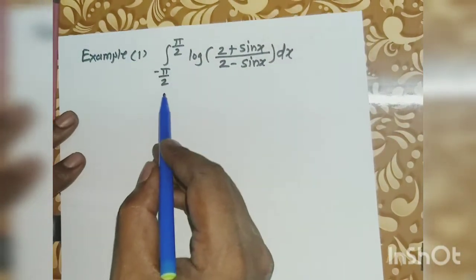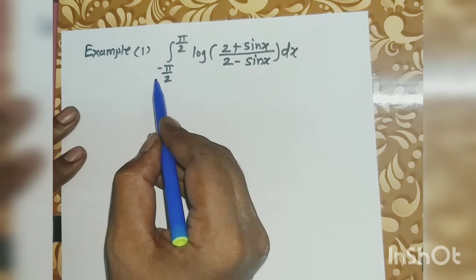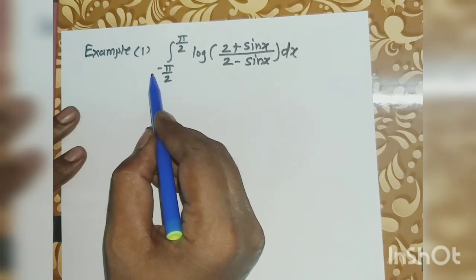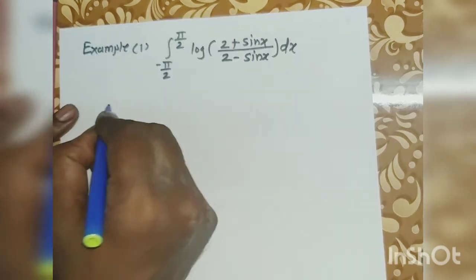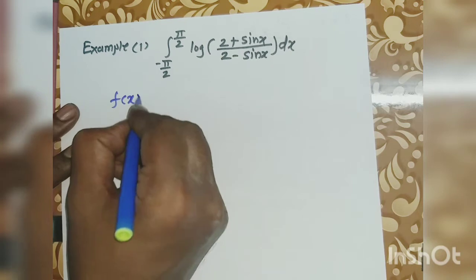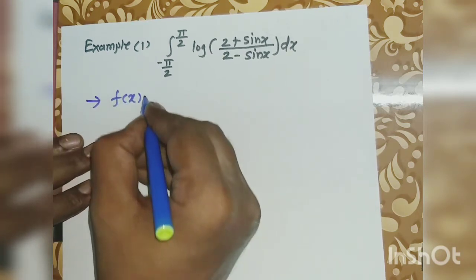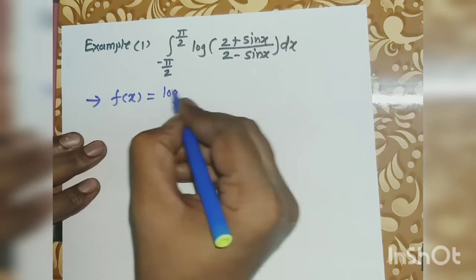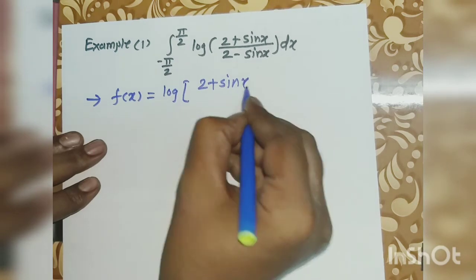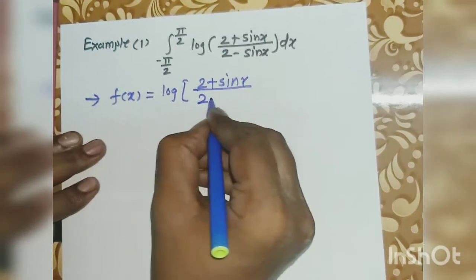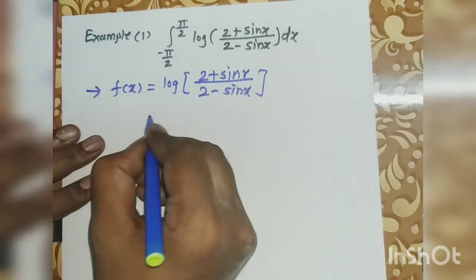Now the first example: the limit is minus a to a. If the limit is the same but with opposite sign, that is, starting from minus to plus, then the first step is to take the function and test whether the function is odd or even. f(x) is equal to log of (2 plus sin x) divided by (2 minus sin x).